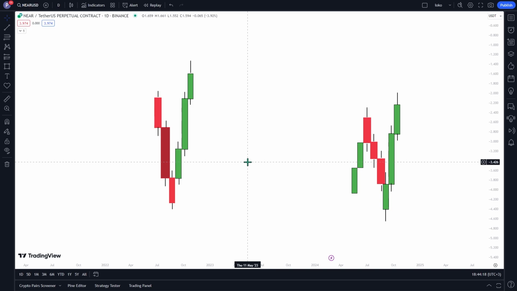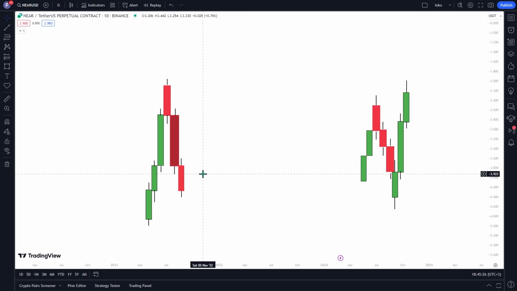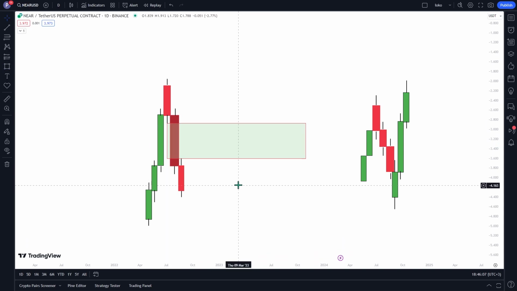So how do you identify a fair value gap on a chart? You now see two examples of FVG on the screen, a bear FVG and a bull FVG. To determine the FVG, you need to select the area from the low of the first candle to the high of the third candle, like this. This is the zone of our FVG.